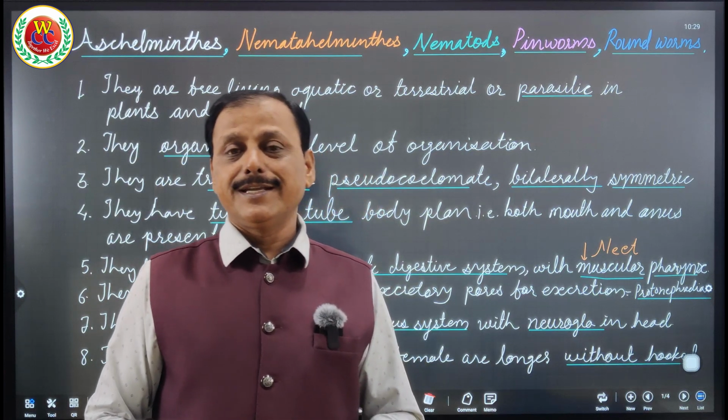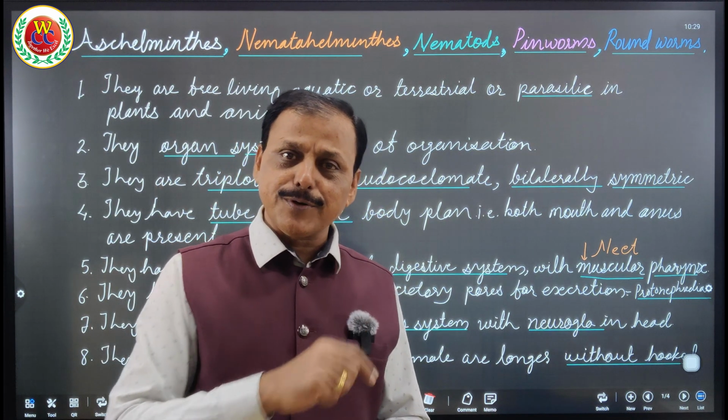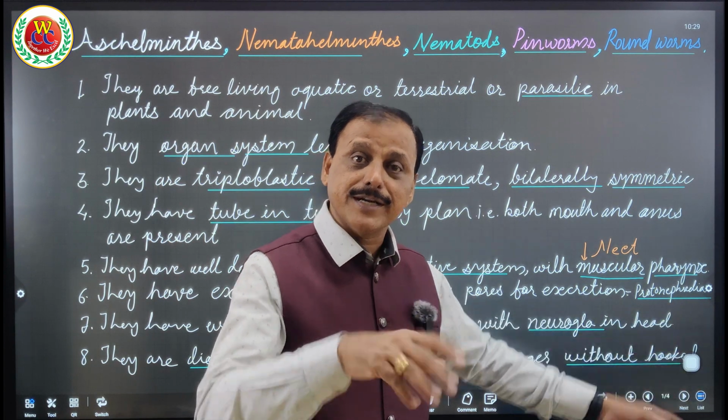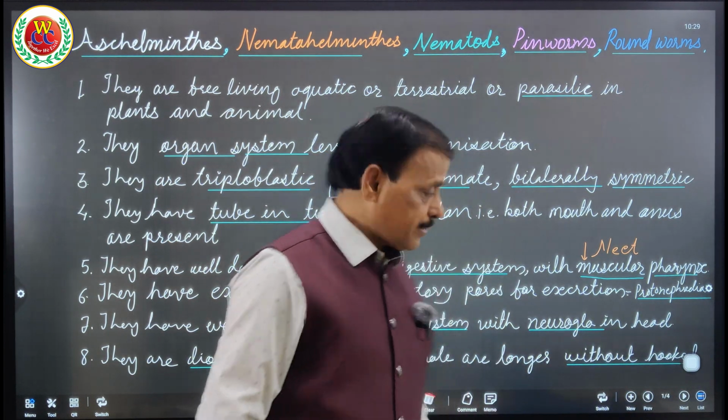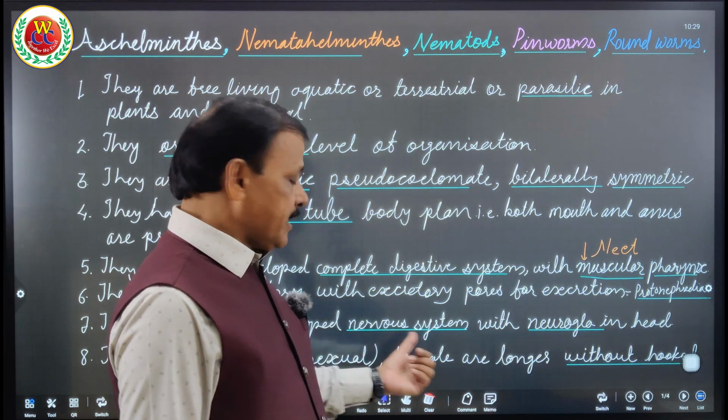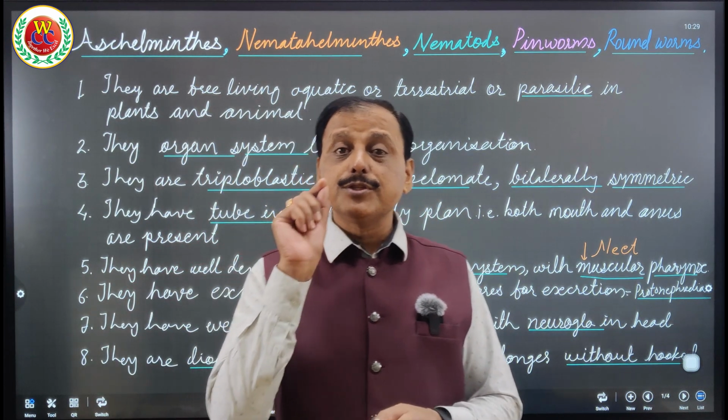beginning of the nephridiophore, and then nephron. So therefore they are called protonephridia. Please remember the word protonephridia to nephridia to nephron. Okay. Now next, they have this well developed nervous system with neuroglia.